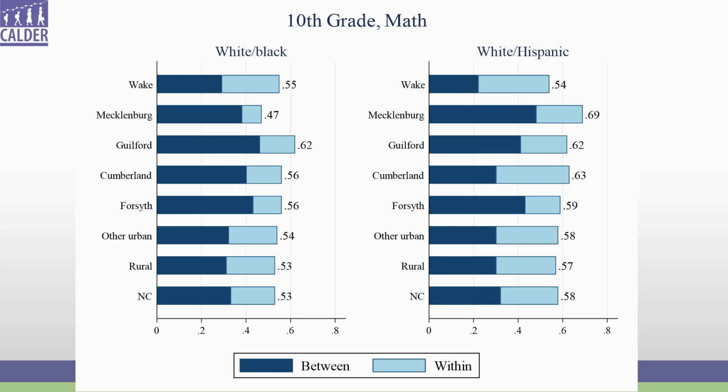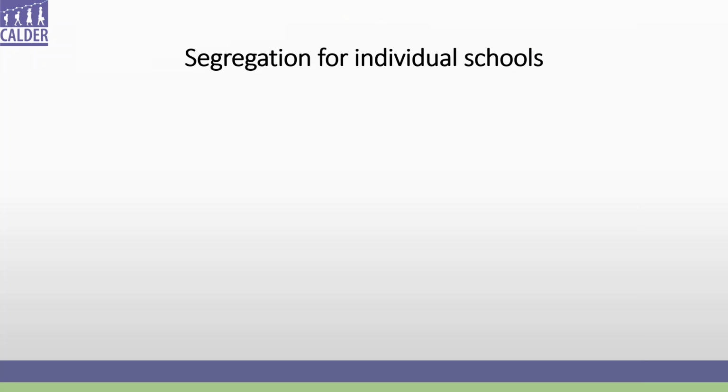Now look, Wake was actually more segregated in white-Black than Mecklenburg. Why? Because Wake County, while it was doing this wonderful thing between schools, was having more segregation within schools. And so one of the messages we're going to come up with is, if possible, pay attention to within-school segregation. Actually, the winner in many of these dubious competitions is Forsyth County, where Winston-Salem is.